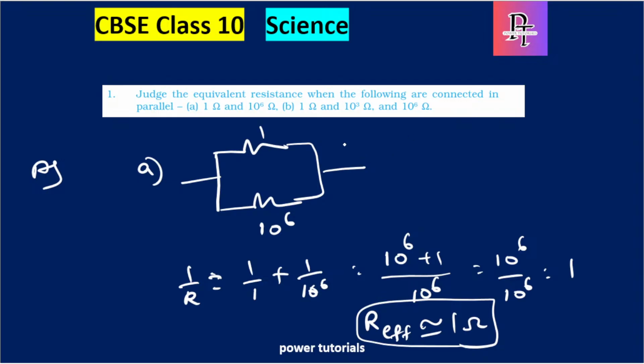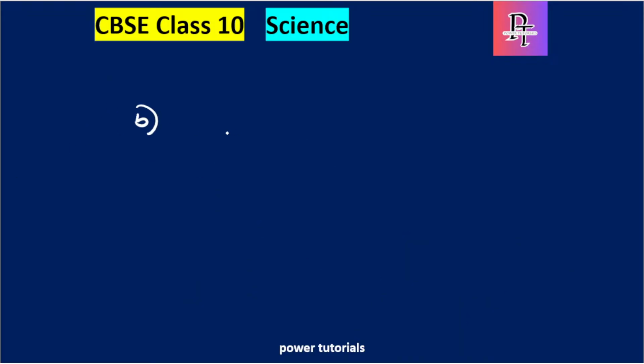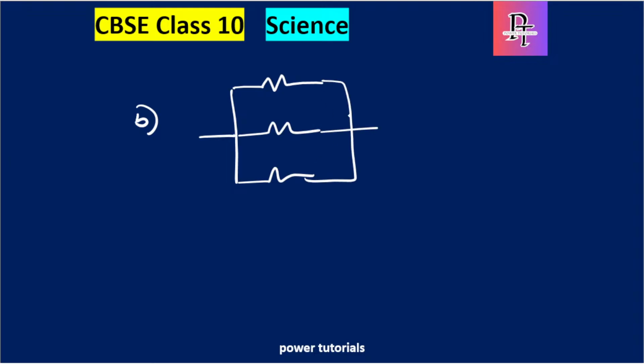Okay, second one, 1, 10 power 3 and 10 power 6. Three resistors in parallel: 1, 10 power 3, 10 power 6. So again same formula, 1 by R is equal to 1 by 1 plus 1 by 10 power 3 plus 1 by 10 power 6.